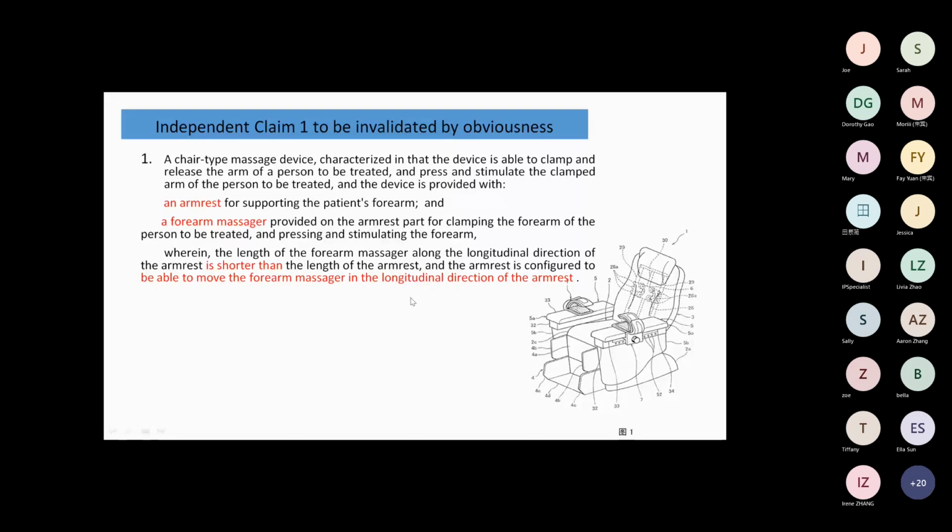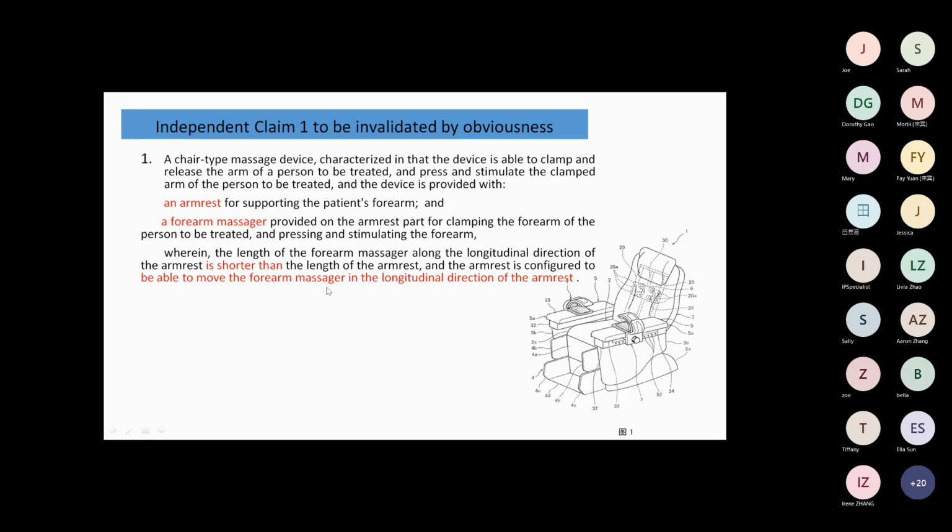The next important technical feature is that claim 1 recites that the forearm massager is shorter than the length of the armrest. That means you can see apparently from the picture that the forearm massager number 7 is shorter than the armrest 33.